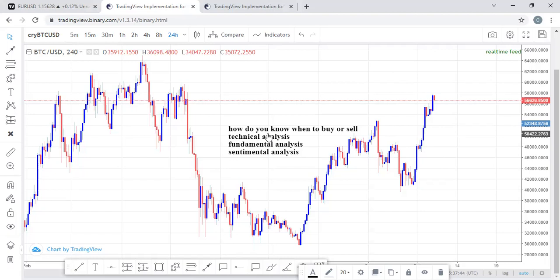And those things in a way tend to drive price up and down. But the two most important parts of knowing when to buy or sell in the financial markets are the technical and the fundamental. The sentimental is just a bonus. It just helps you to analyze and all of that. So when you register for our course, I will teach you how to do sentimental analysis. So we have sites we use for that.